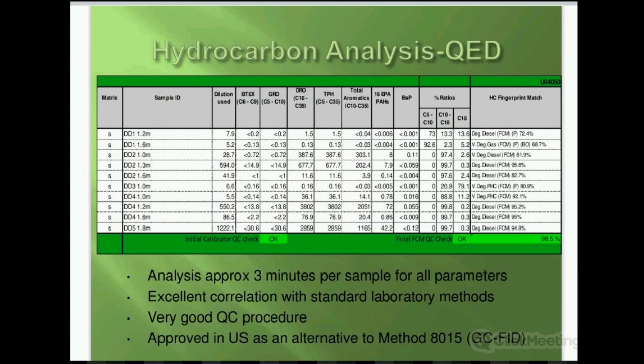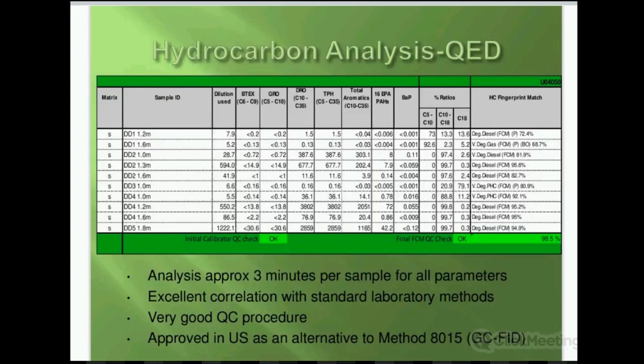You can actually see though that the concentration is very low, so it doesn't really matter. But you can see further down, sample number 8 is showing 3,800 for TPH, degraded diesel with a 95.2% match. So all of that analysis, the BTEX, GRO, DRO, aromatics, all of that takes about 3 minutes per sample, and that 3 minutes includes sample preparation.